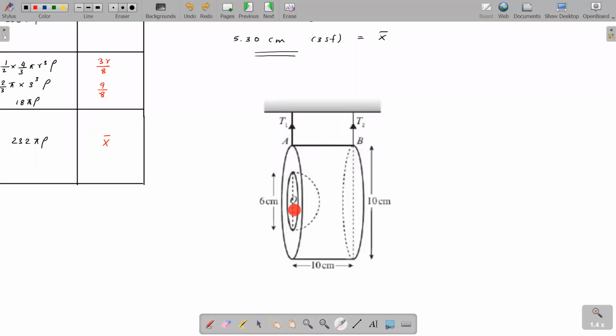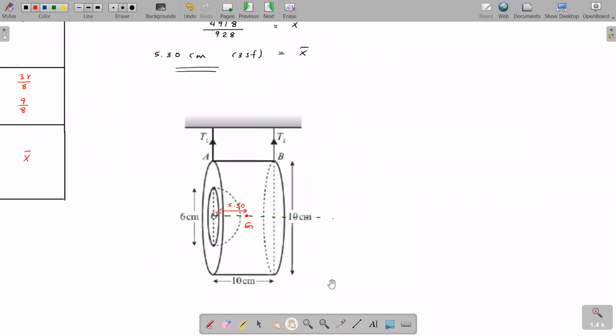Okay, guys, so let's get the tension here. Now we know the center of mass. Let's say it's over here. We know that this distance is 5.30 centimeters, right, guys? Now you know the center of mass is the place where the weight of this particular object is acting, right, guys? It's the place where the weight of this object is acting. Do you agree with me?